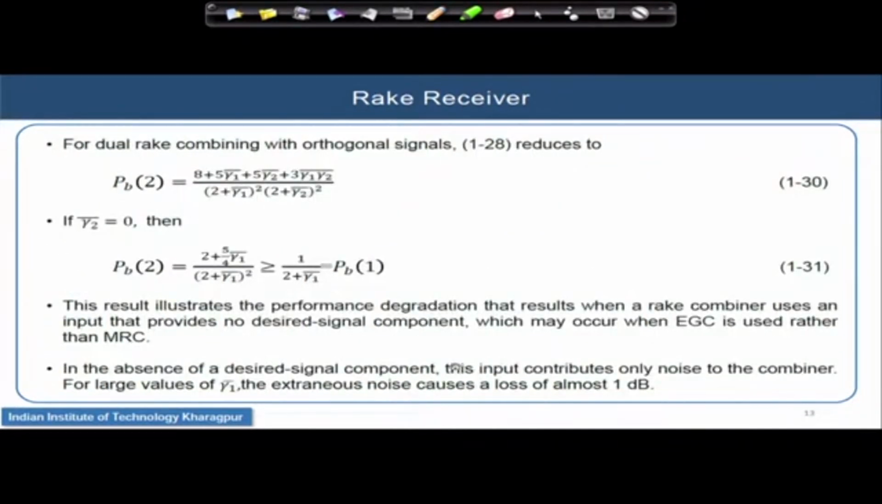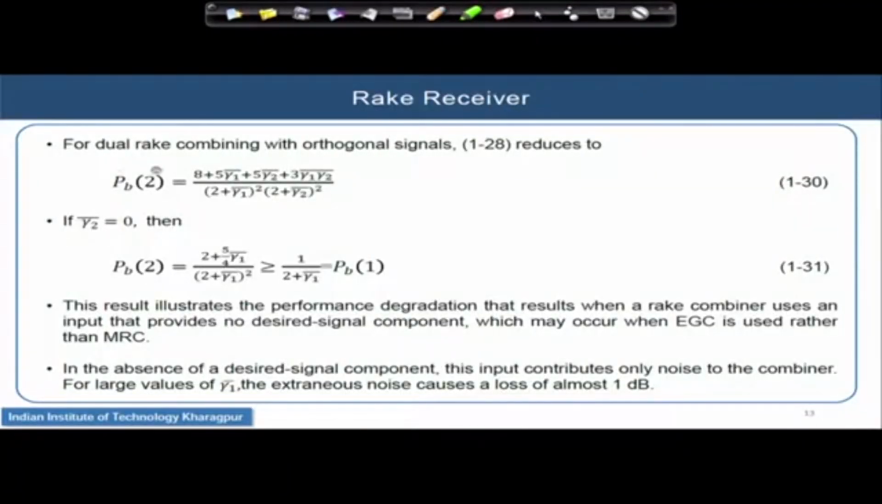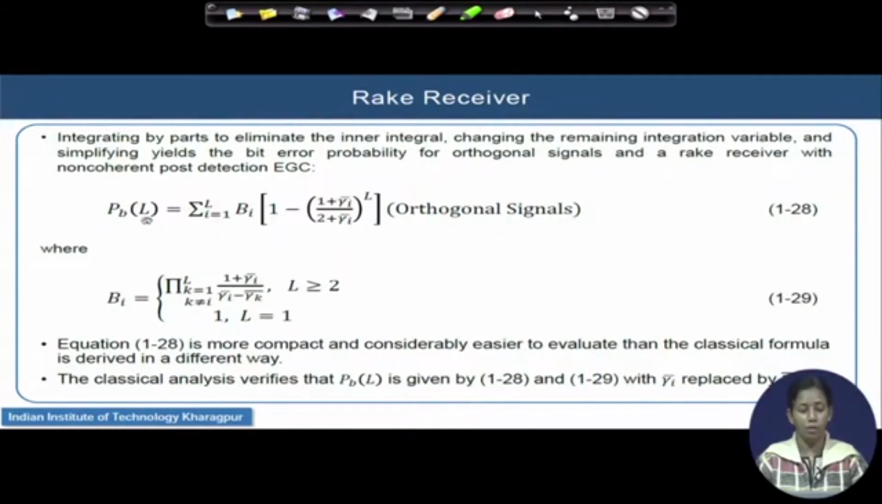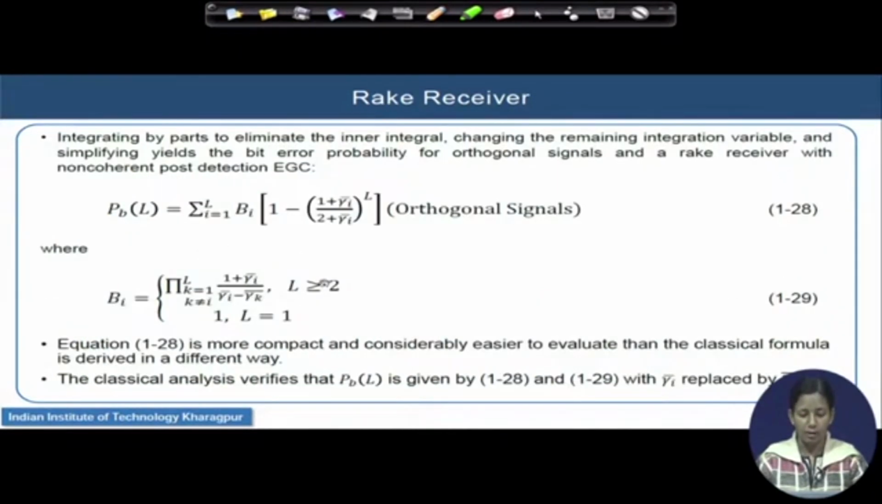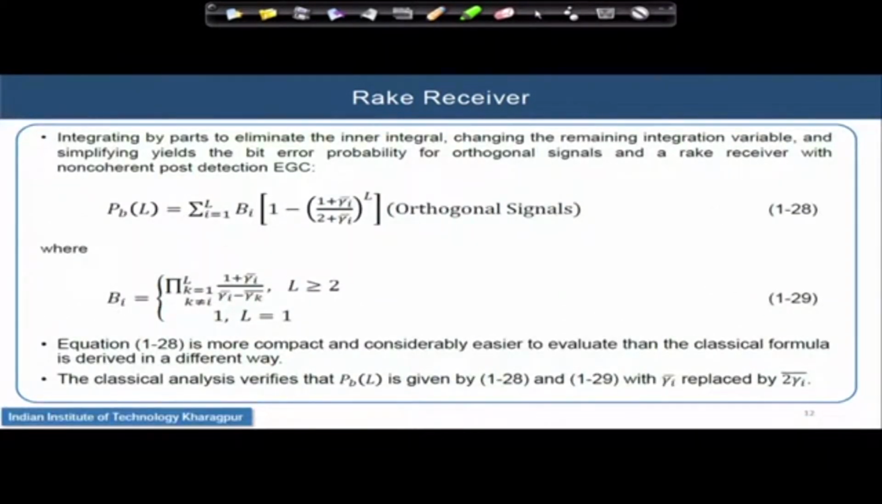So, we started with only 2 different orthogonal signals. If we have 2 orthogonal signals in hand, the probability, with L now substituted with a value of 2, will be simplified to this form. Remember, gamma 1 bar is the average SNR over path 1, corresponding to signal 1, and gamma 2 bar is the instantaneous SNR corresponding to path number 2.